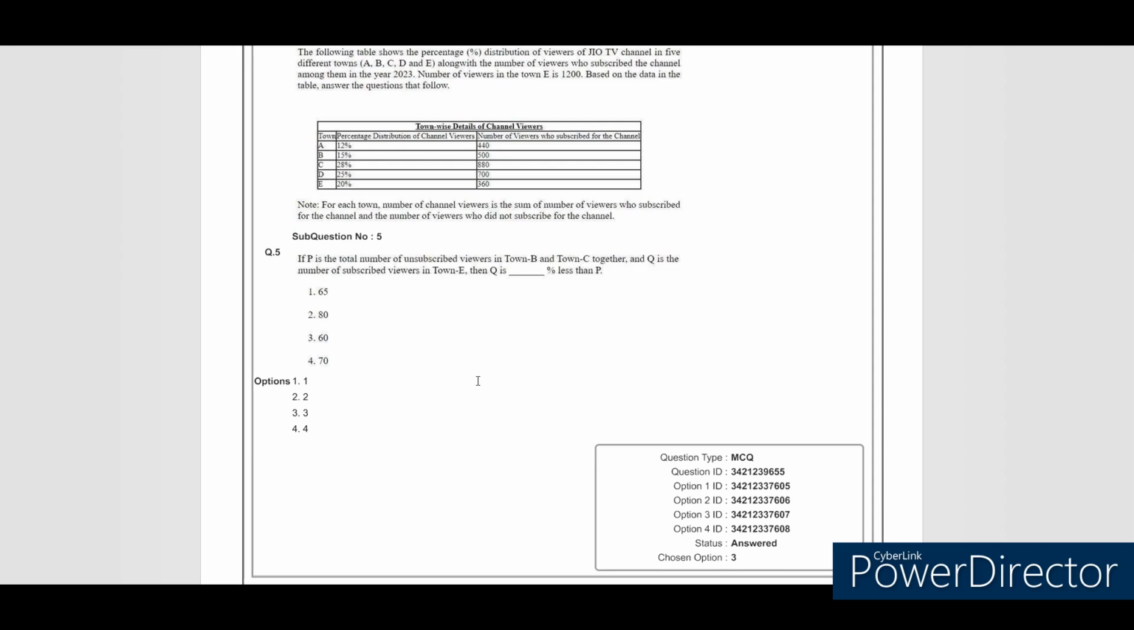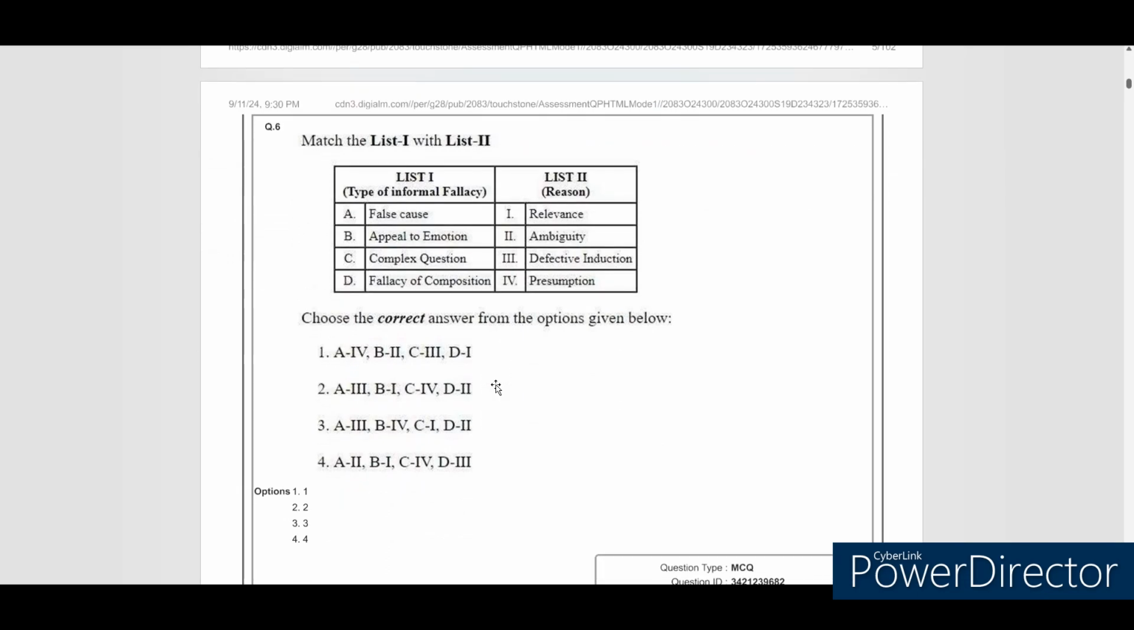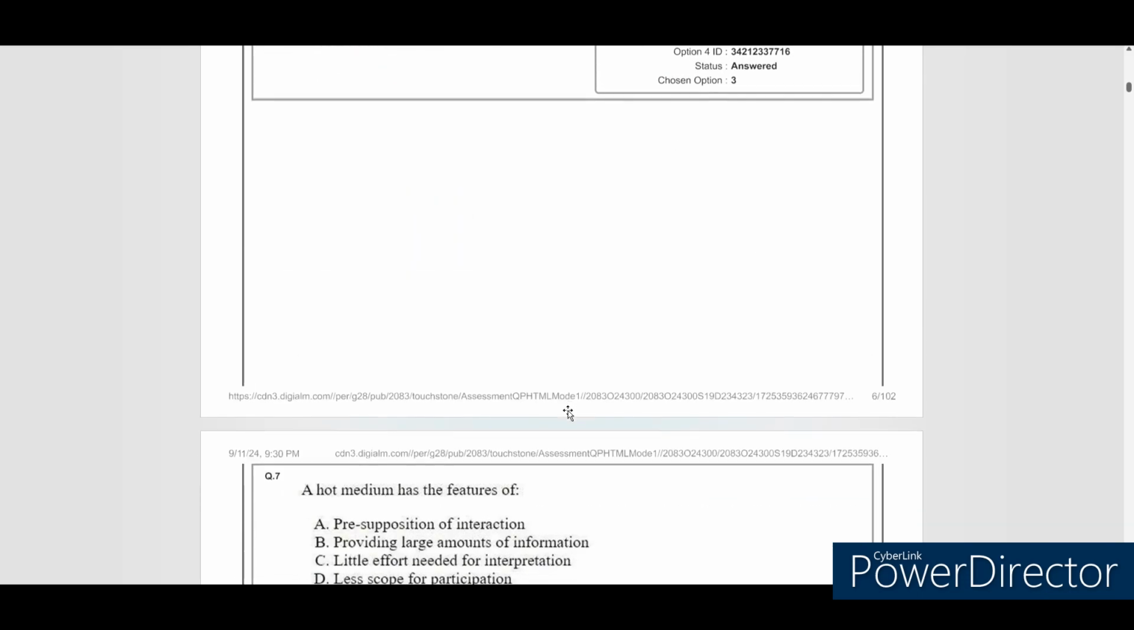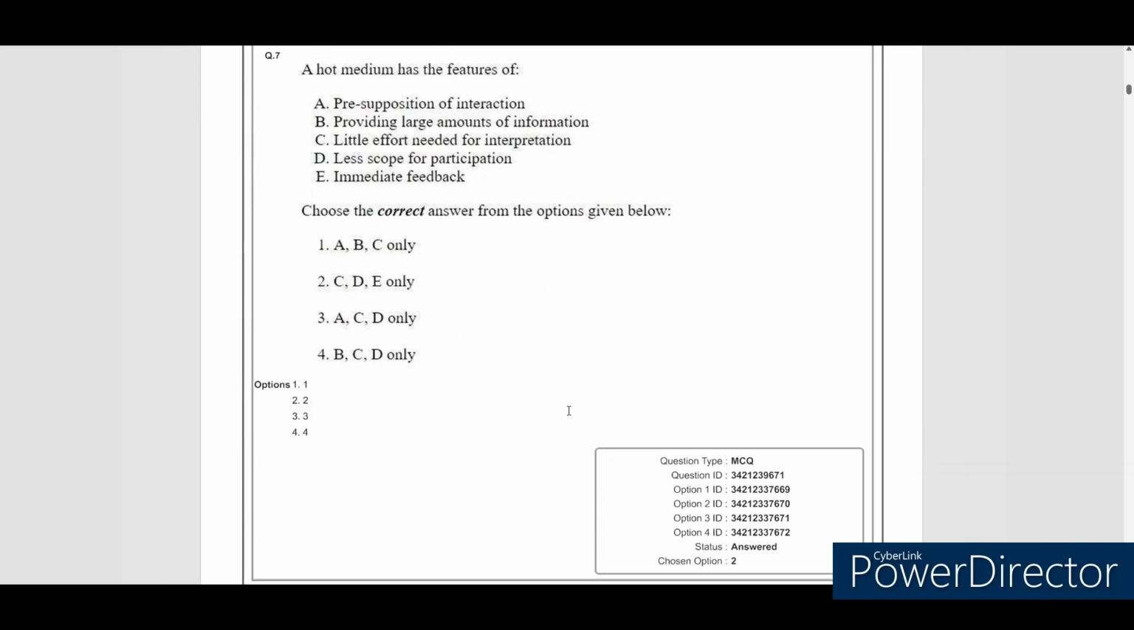If you are not comfortable or not okay with a question, please skip it immediately at the first go. You can look at these questions at the end of the exam again. So let's come to the sixth question. This is regarding fallacies, informal and formal, because I don't want to waste my time now. I'll look at this question at the end of the exam.